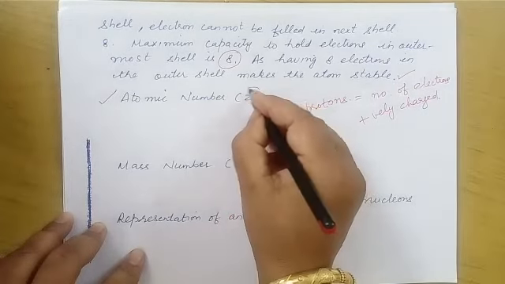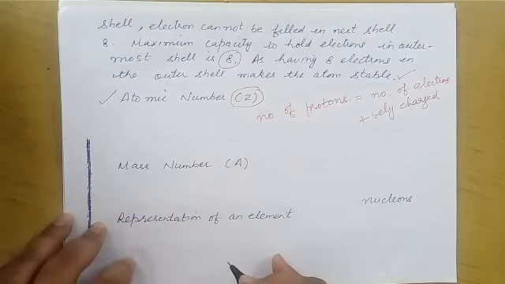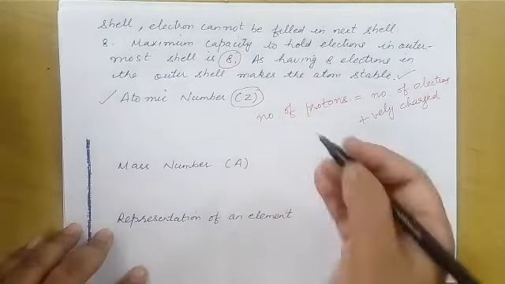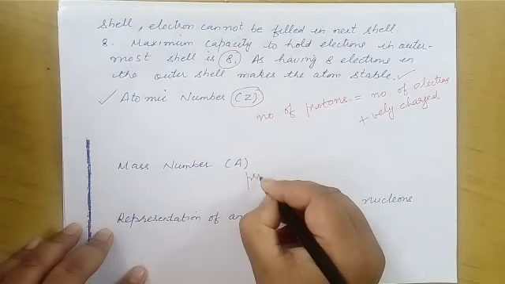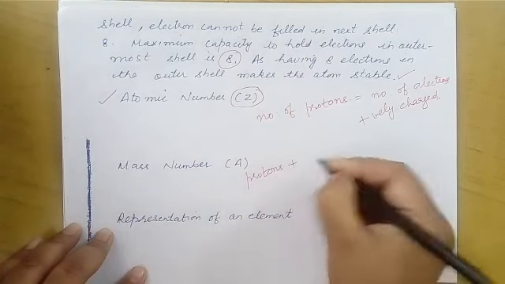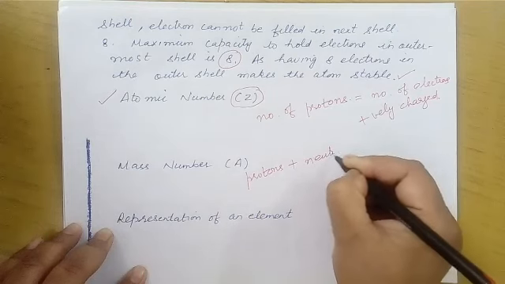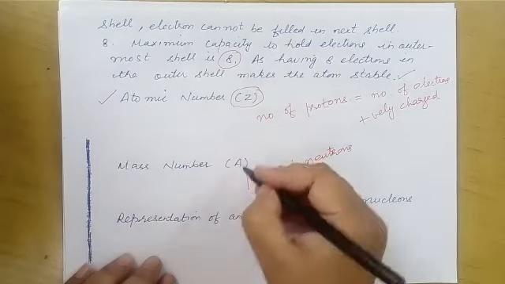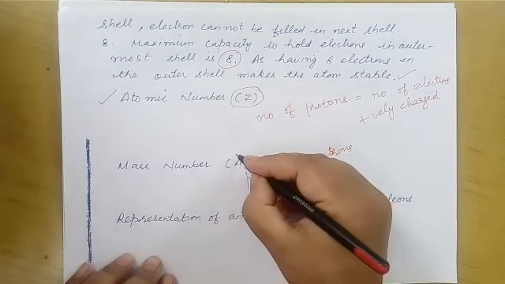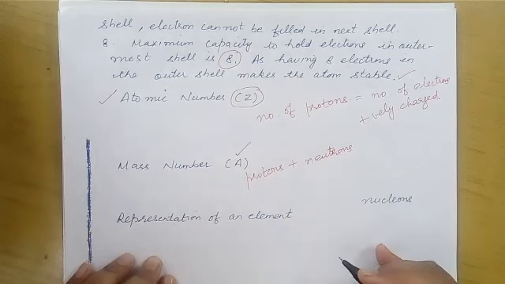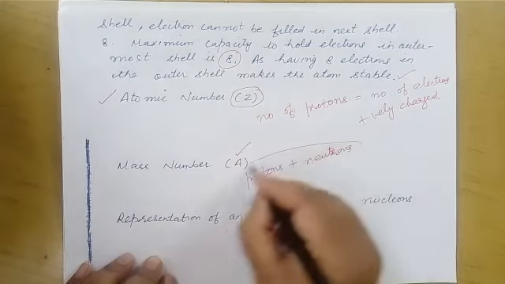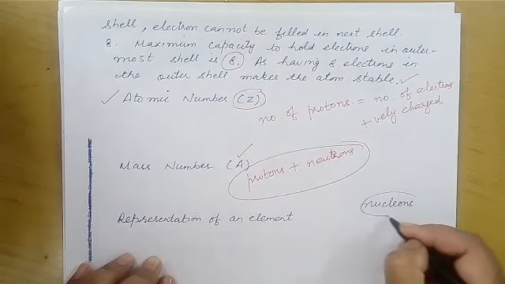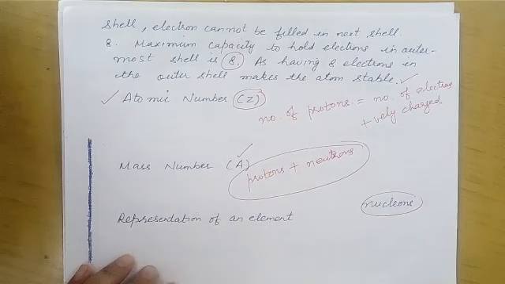This term is symbolized by capital Z. Mass number: the total number of protons and neutrons present in the nucleus of an atom is known as mass number. The term is represented by capital A. These protons and neutrons together are also called nucleons.